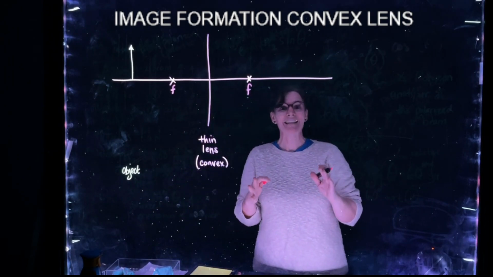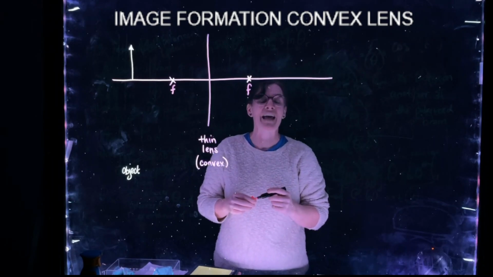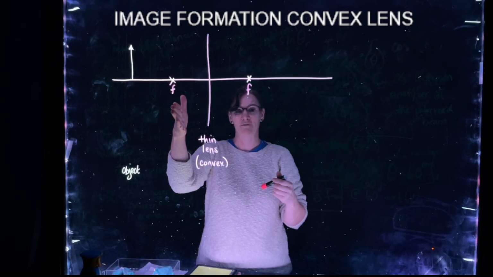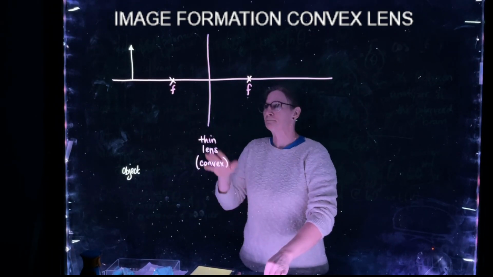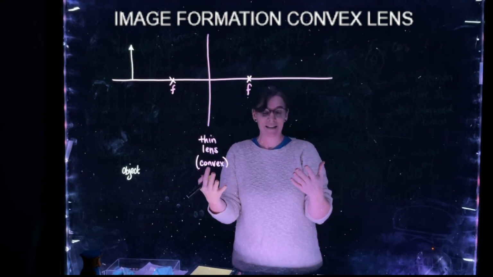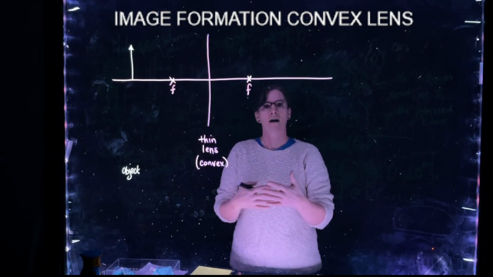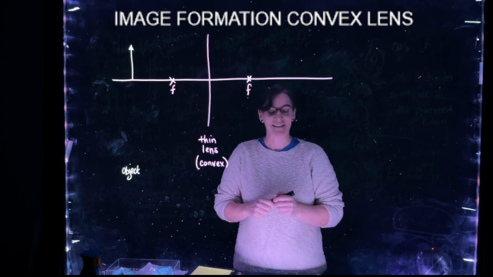We're going to assume this lens is symmetric, so that tells us that the near and far focal points have the same focal lengths. Remember, the focal length is the distance from the focal point to the midpoint of that lens. All right, so there are certain rays that we use to draw our ray tracing and our image formation in a convex lens.